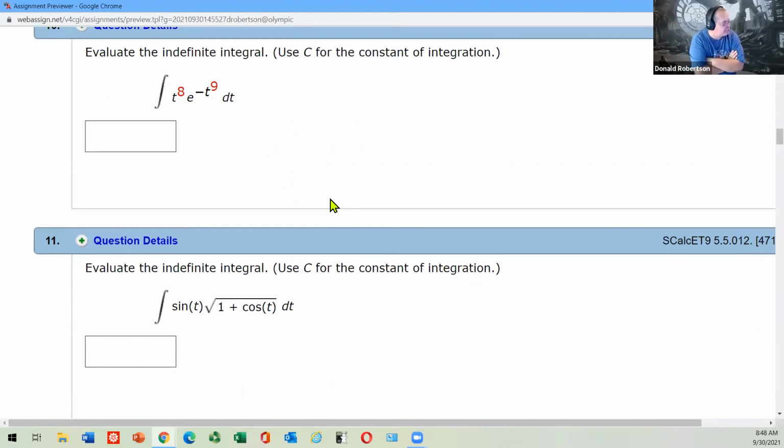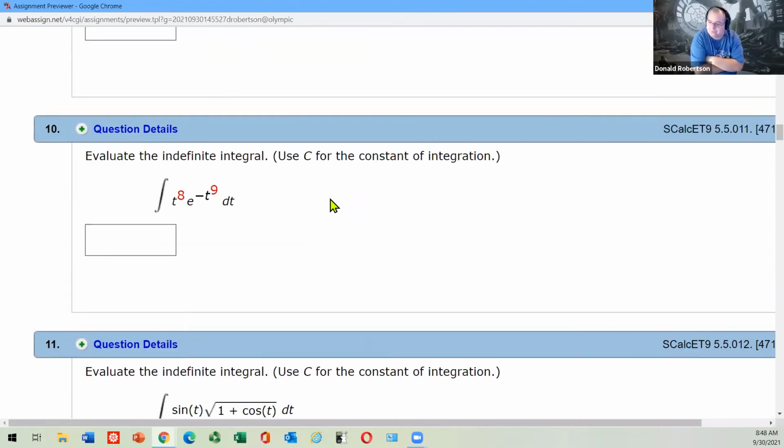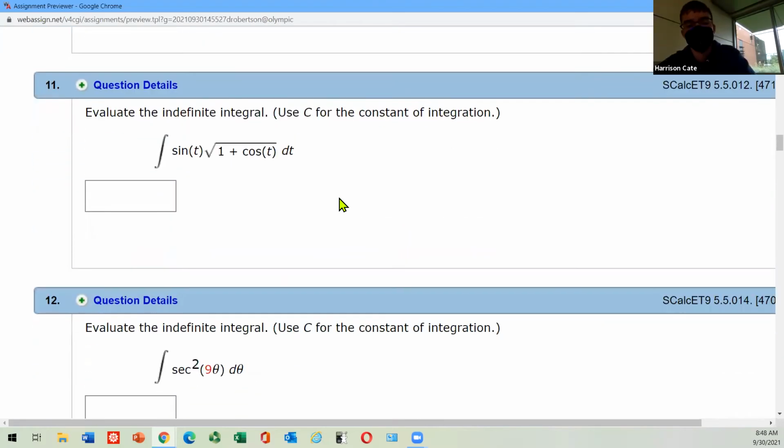So what was the substitution in question 10? Any volunteers? Negative t to the 9th. Yeah. Actually, t to the 9 on its own would also work. So sometimes 2 answers work, and that's okay. Both work. Oh, there's an interesting one. What's the U sub in this question? 1 plus cosine t. Yep.